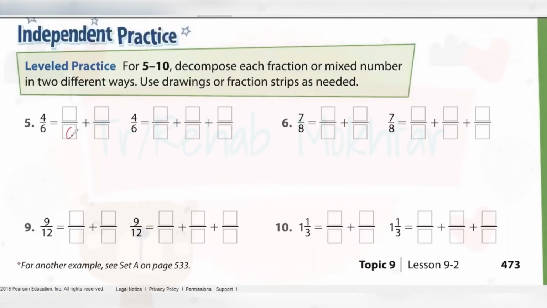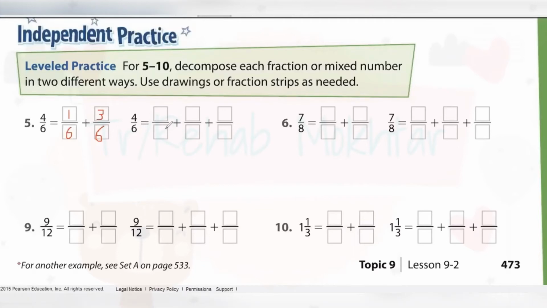I will put here 6 and here 6 and try to decompose 4 into two parts. I can write it as 2 plus 2 or 1 plus 3. So I will write it as 1 plus 3. Now I want to decompose 4 out of 6 into 3 parts.